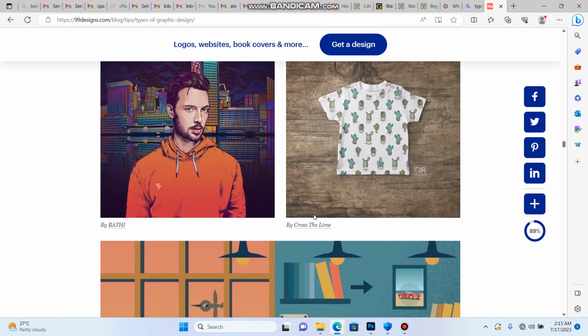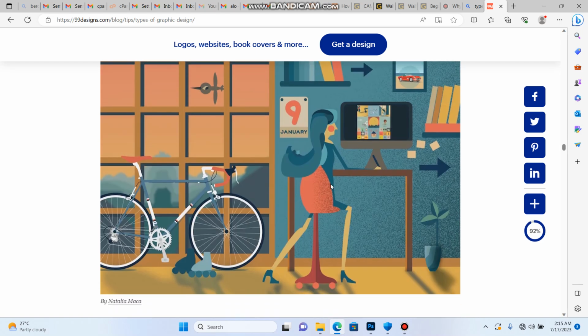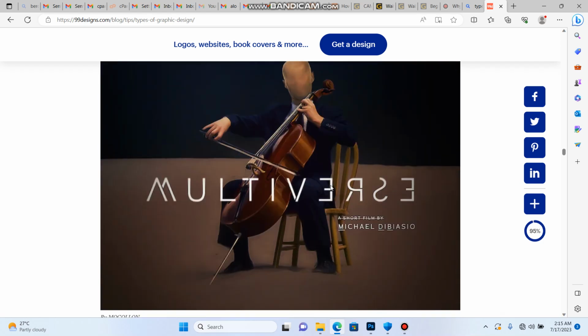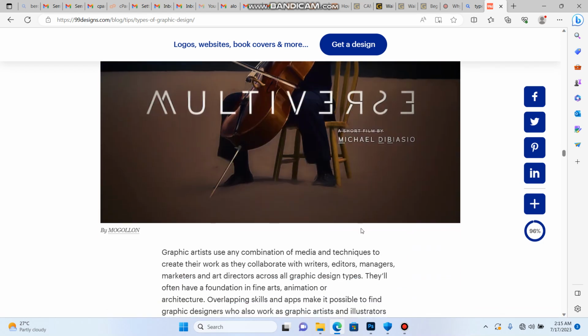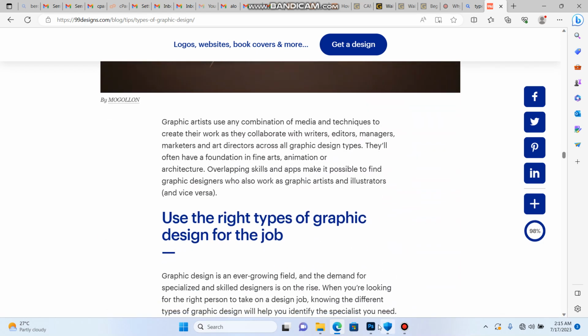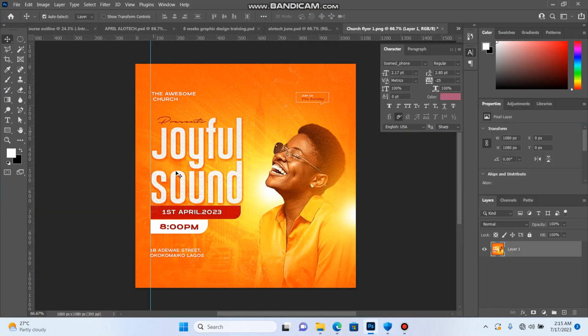Alright, so this is where we'll be stopping in this module. In the next module, we'll talk extensively on the principles of graphic design. We'll talk more on the principles using this flyer as a case study.